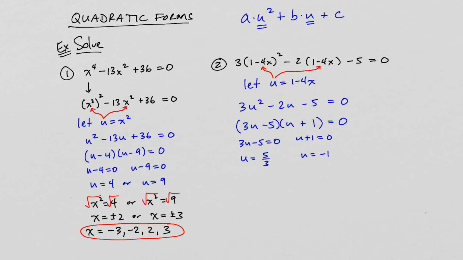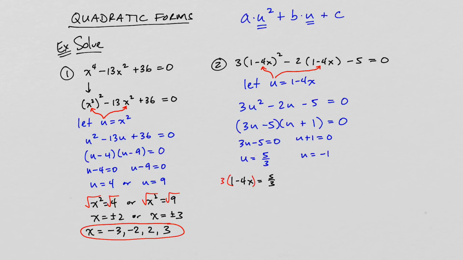But then remember, we're not really solving for u. We're supposed to be solving for x. We made the substitution to make a complicated equation look simple. So now we need to say, well, u is really 1 minus 4x. And so 1 minus 4x is going to replace the u. And from there, we can solve for x. And you can do this any way you like.